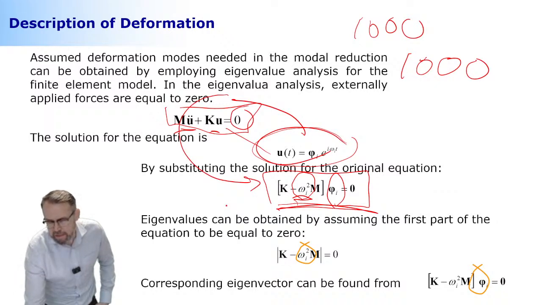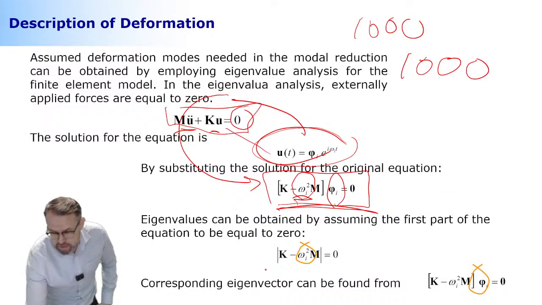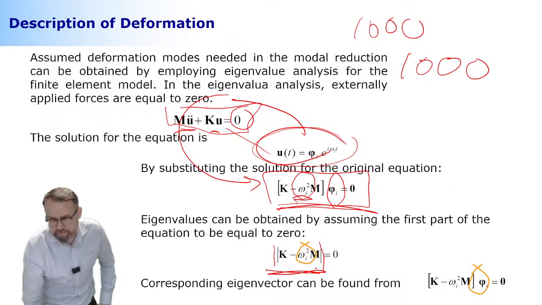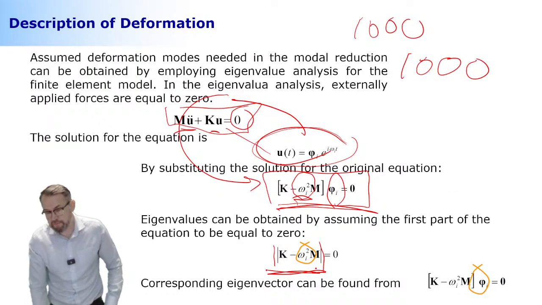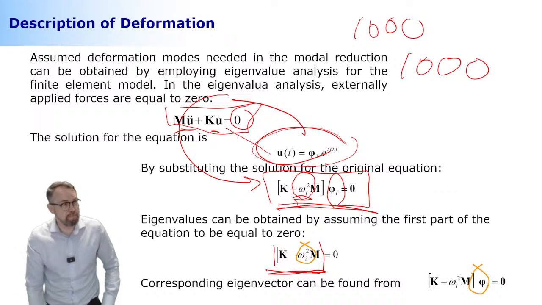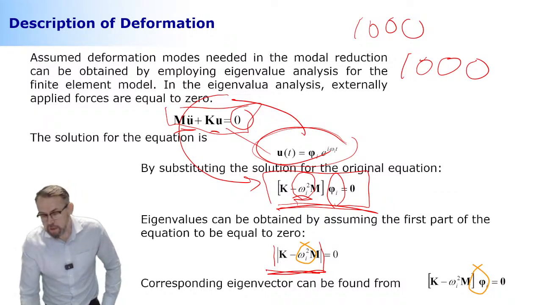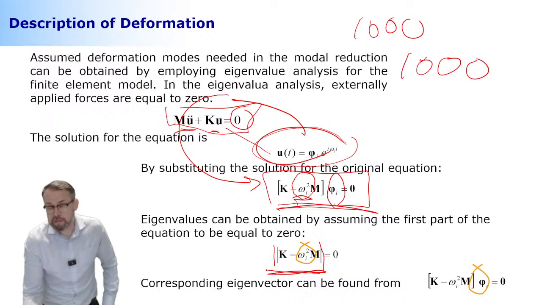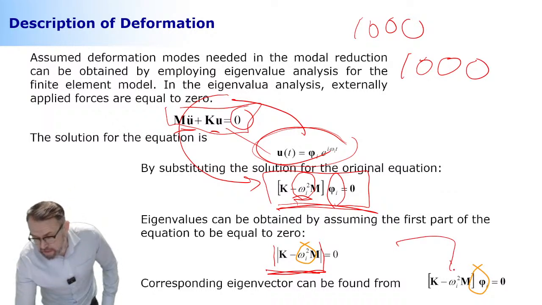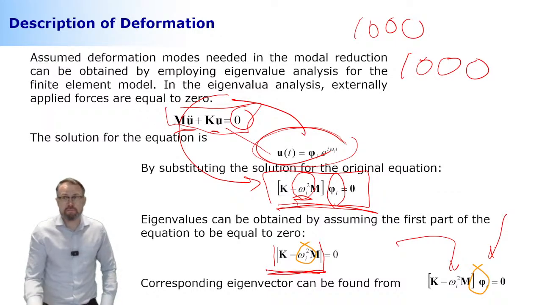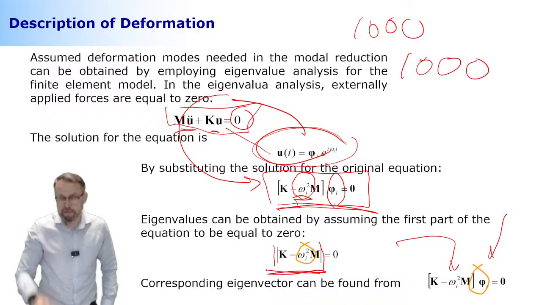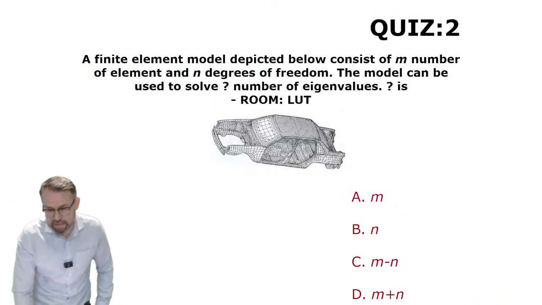Okay. Again, two pieces. The first piece you can solve by taking the determinant of the first part of the equation. And of course, you will get an equal number of eigenvalues to the number of degrees of freedom. Once you have solved them all, then one at a time, you can substitute it here, and you can solve the corresponding eigenvector. That's how it goes. Let's look at a simple example, and then it becomes clear.